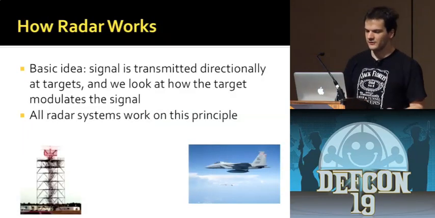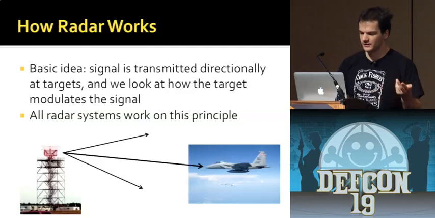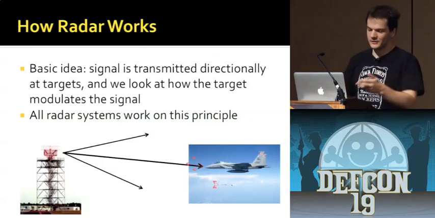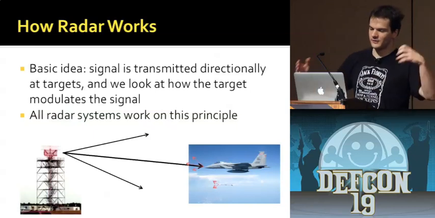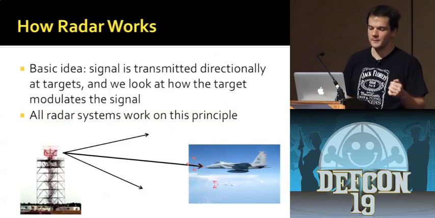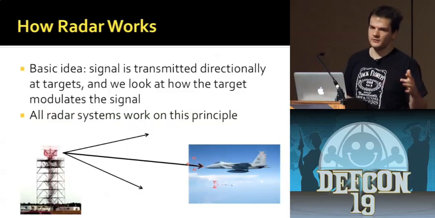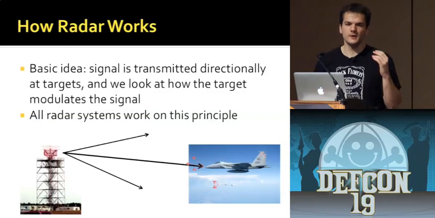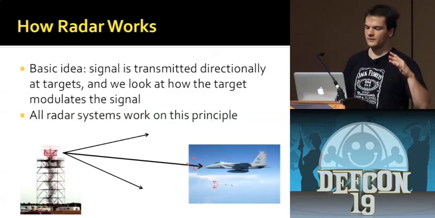Like I said before, the basic idea is we transmit a signal and we get some kind of return off of it. So this is an aviation system. Basically what this is doing is it's spinning around, sending out a pulse, and measuring how long it takes to come back. But it's not necessarily that specific. You could do a lot of processing with that return signal. And the key point here is that every radar system works on this type of principle.